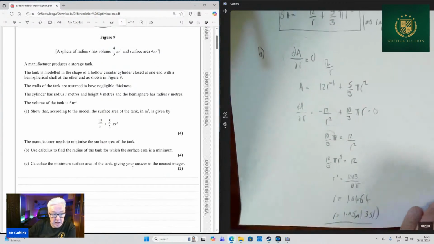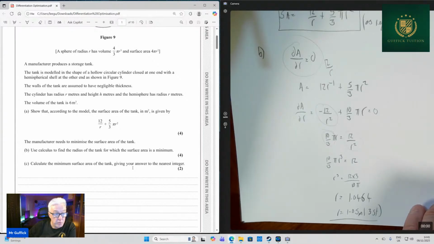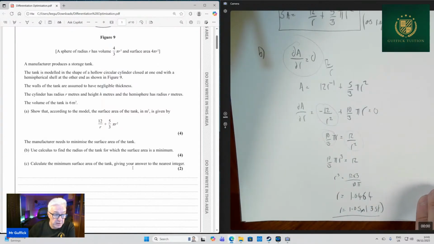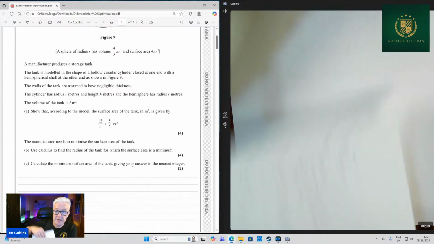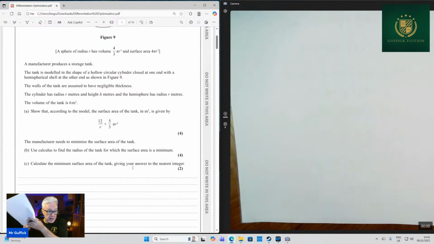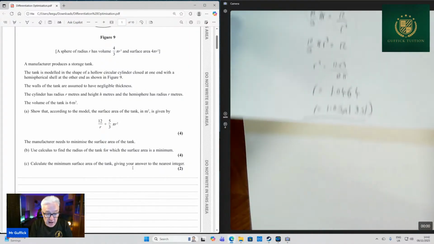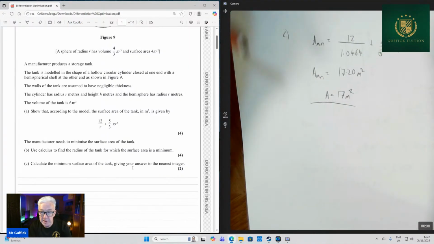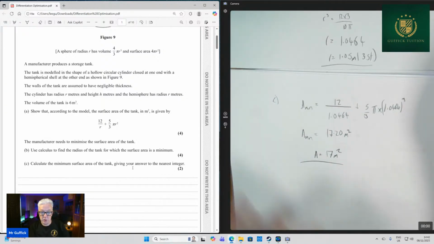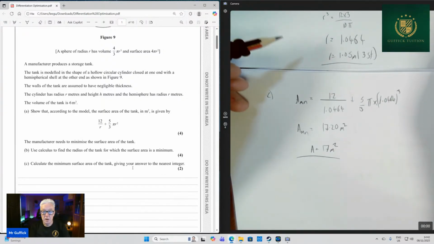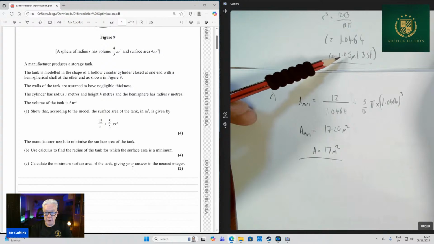So we found part A. We know part B. We've used calculus to find the radius of the tank that has a minimum surface area. Now, if anyone has any questions, just ask me as we're going through. Now, the next bit says calculate the minimum surface area of the tank, giving your answer to the nearest integer. So this is quite a nice, easy version of this one because we found the value of r where this happens. r is 1.05.